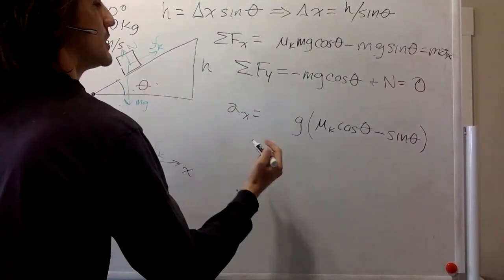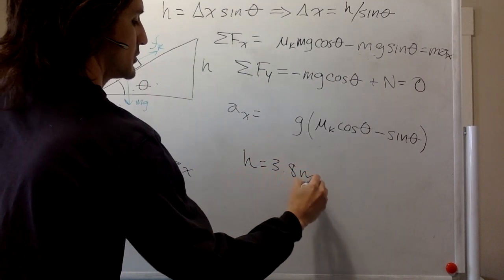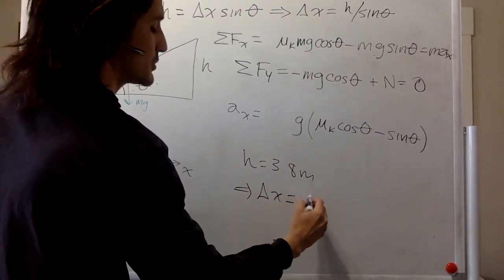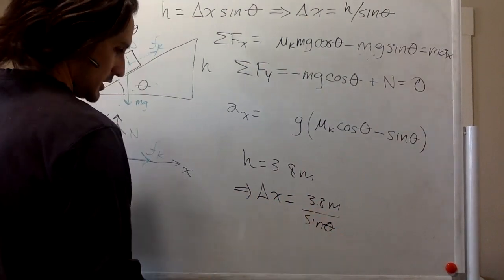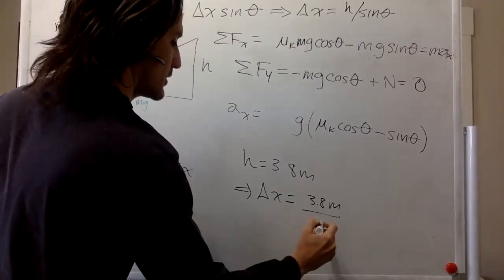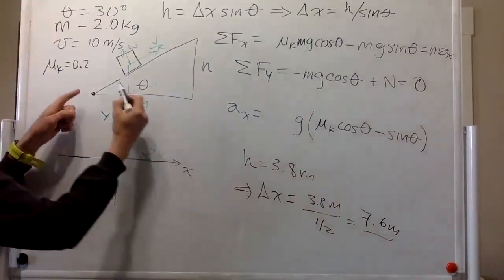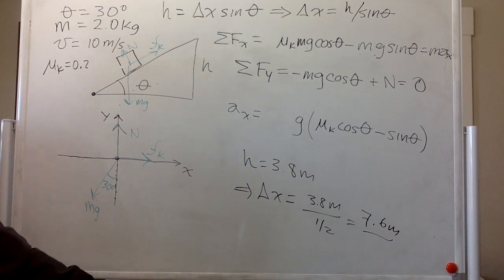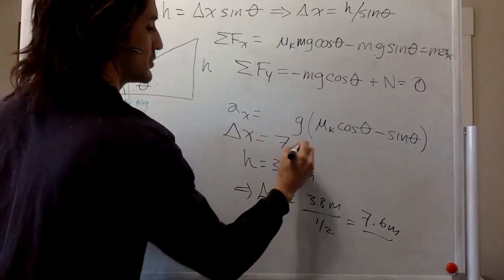So if h is 3.8 meters, that means that delta x is going to be 3.8 meters divided by sine theta. Theta is 30, so sine 30 is 1/2. And so this is going to be 7.6 meters. So that's the displacement, delta x, 7.6 meters.